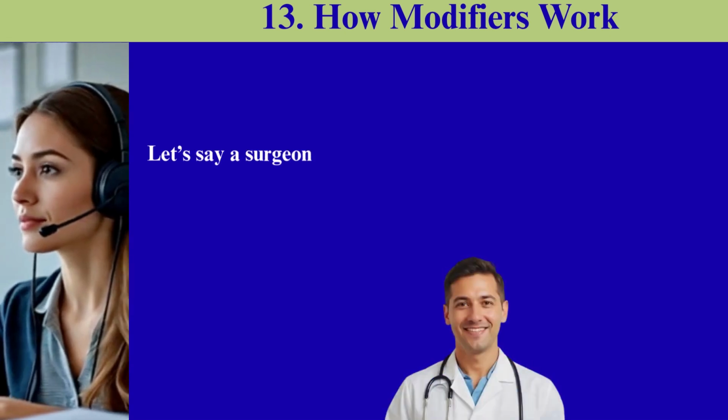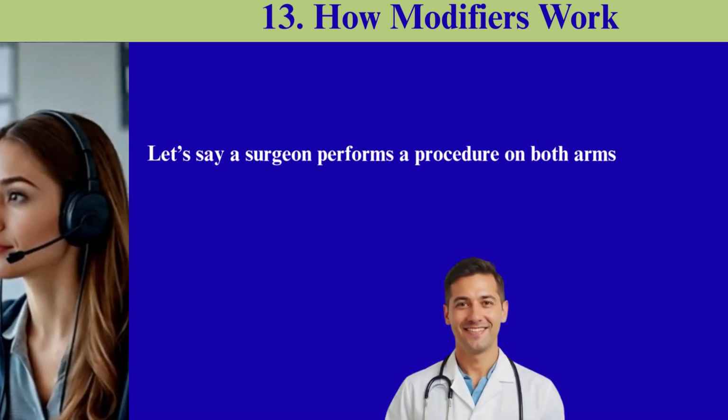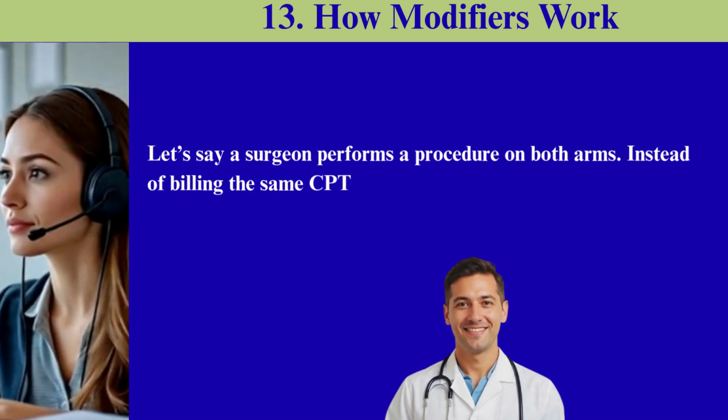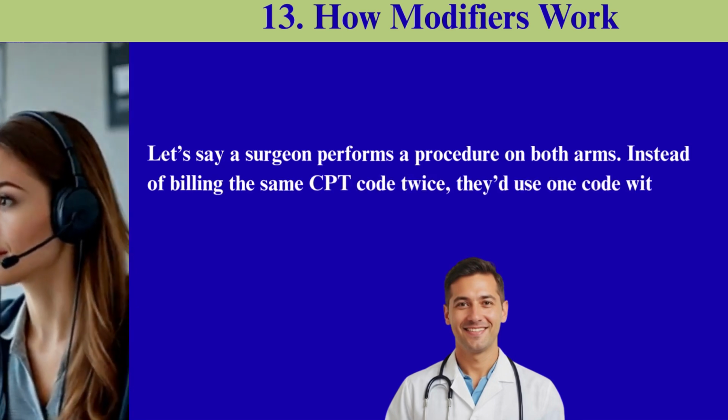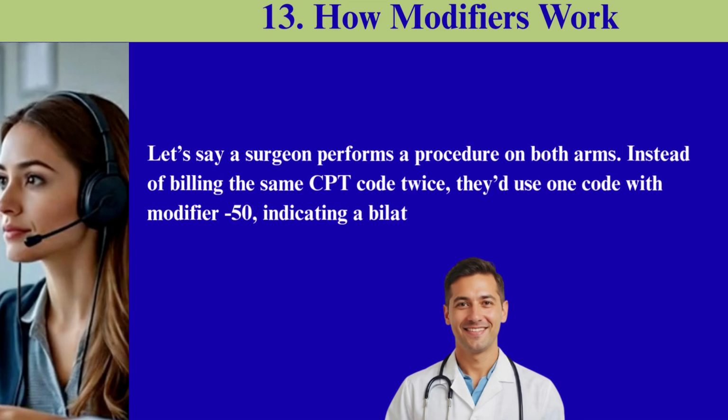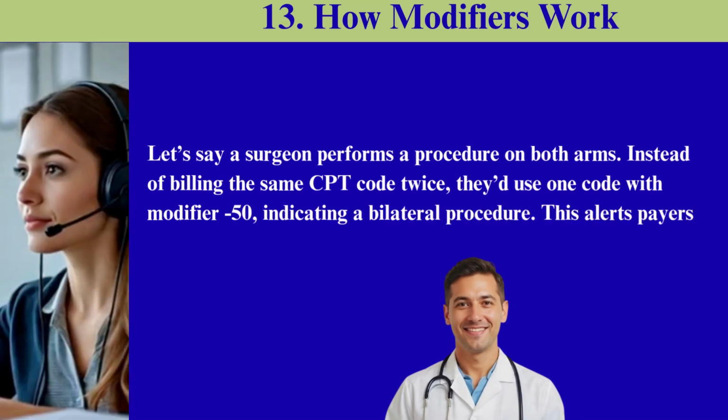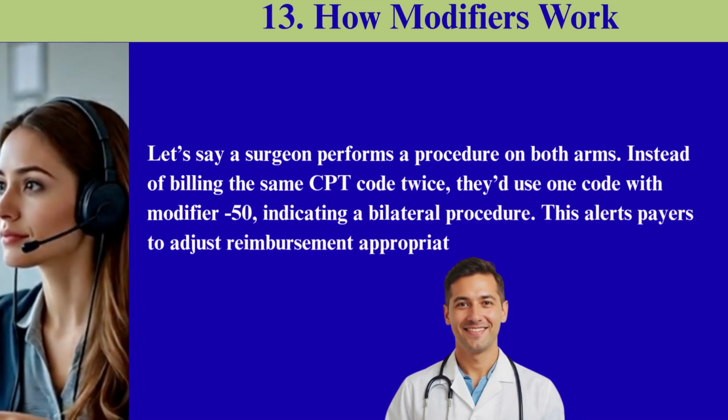Let's say a surgeon performs a procedure on both arms. Instead of billing the same CPT code twice, they'd use one code with modifier -50, indicating a bilateral procedure. This alerts payers to adjust reimbursement appropriately.